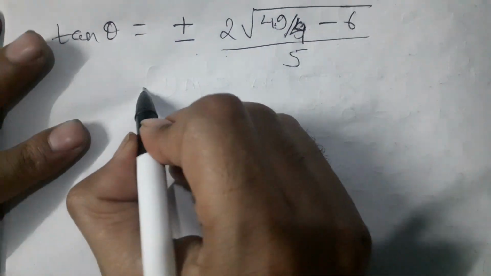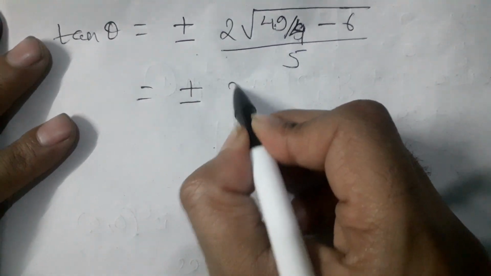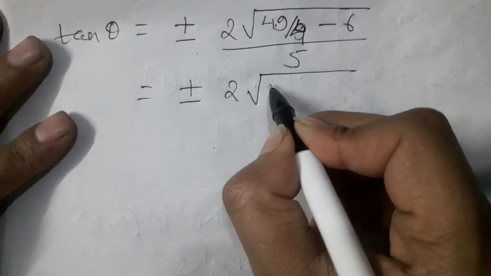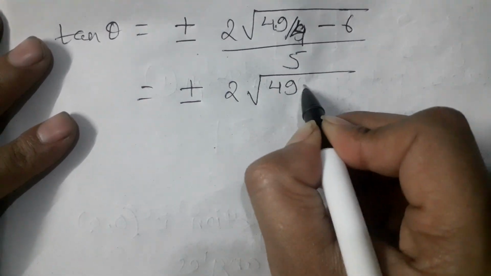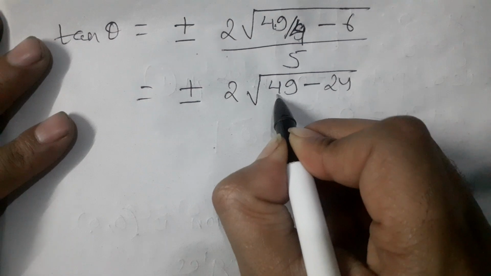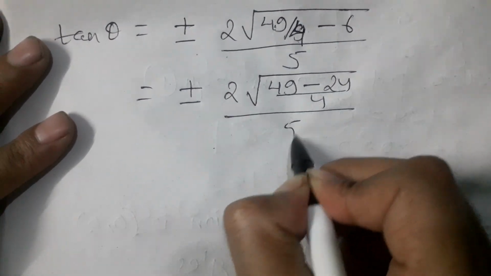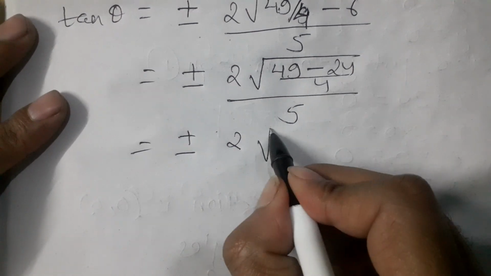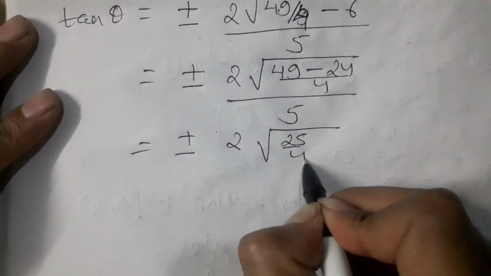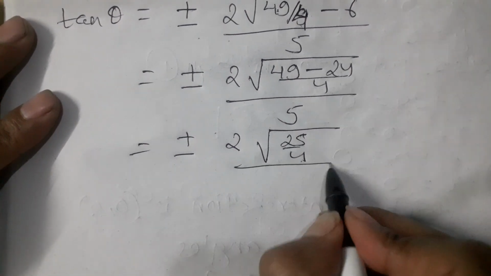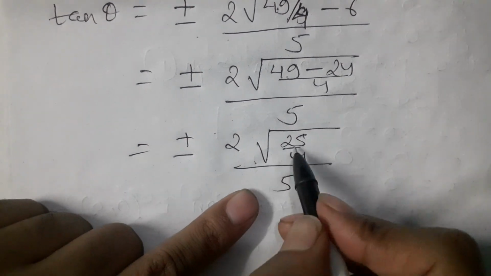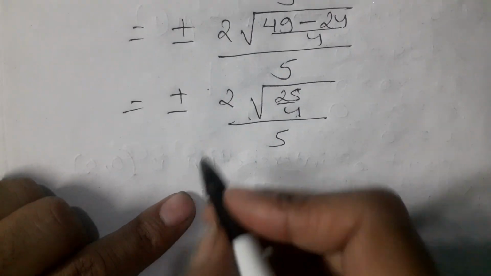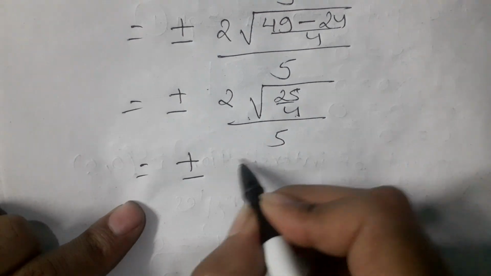So now we have to solve the entire thing, and what you will be getting is root under 49 minus 24 by 4, and downside it is 5. So you will be getting plus minus 2 root 25 by 4. You can see here the square root number has come inside the square root. That means it's a mostly designed question.